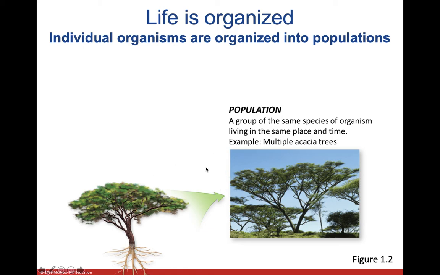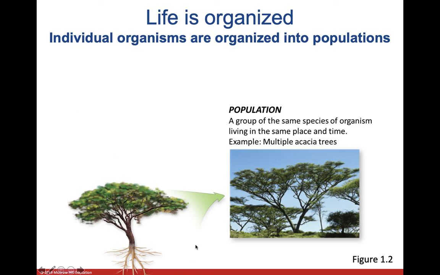A group of acacia trees that's found in North Africa, 5,000-6,000 miles away from South Africa, is not going to be able to interact, to interbreed, to ever come in contact with acacia trees that live in South Africa. So they don't really matter. They're not going to influence one another at all.